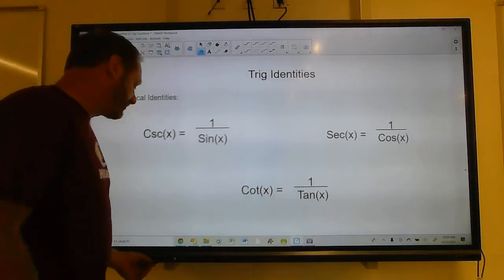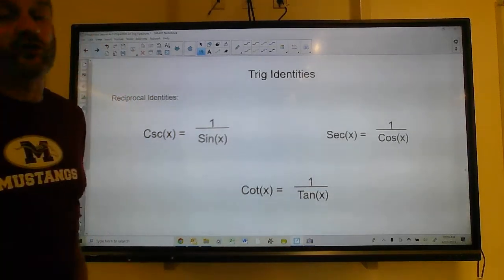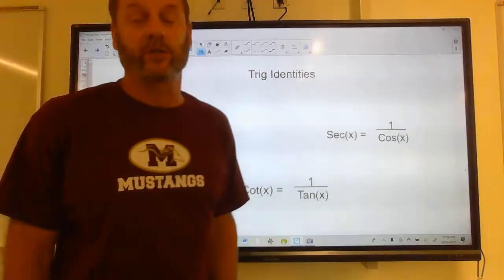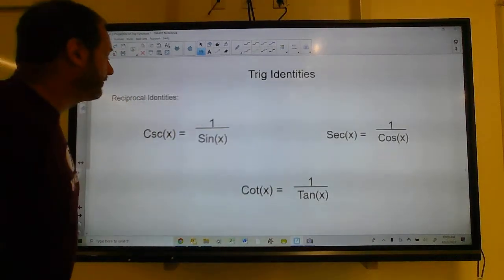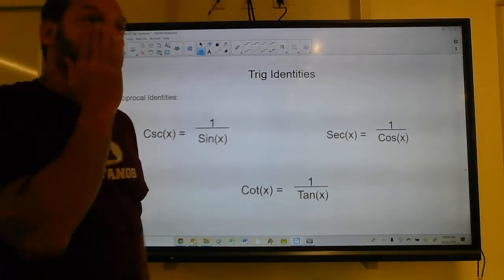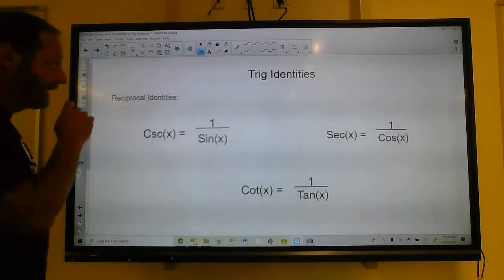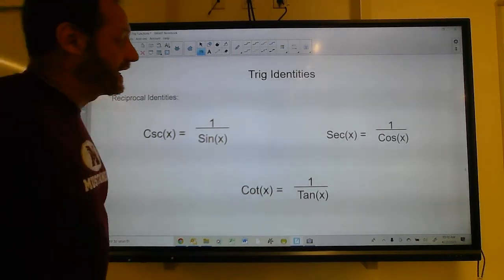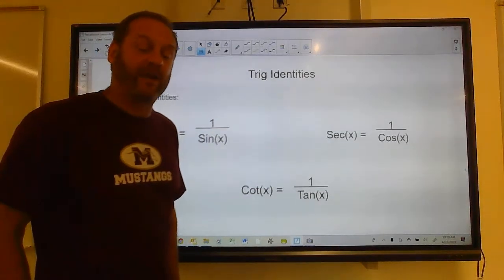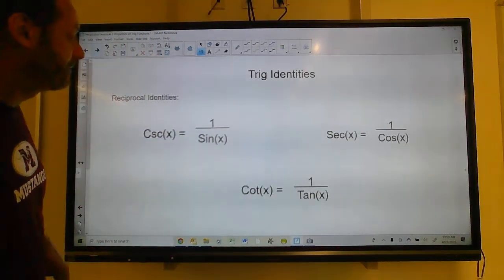Okay, now we need to get into the trig identities. So you're going to want to look at your trig chart or your trig formula sheet. If you don't have that in front of you, you need to print out a copy from Google Classroom or get one from me. There are certain trig identities that I'm going to expect you to know, and these three are right up there.